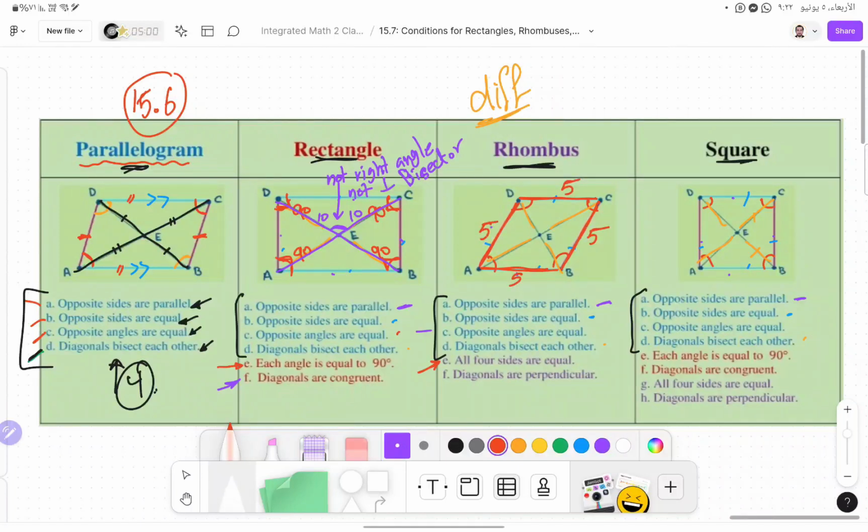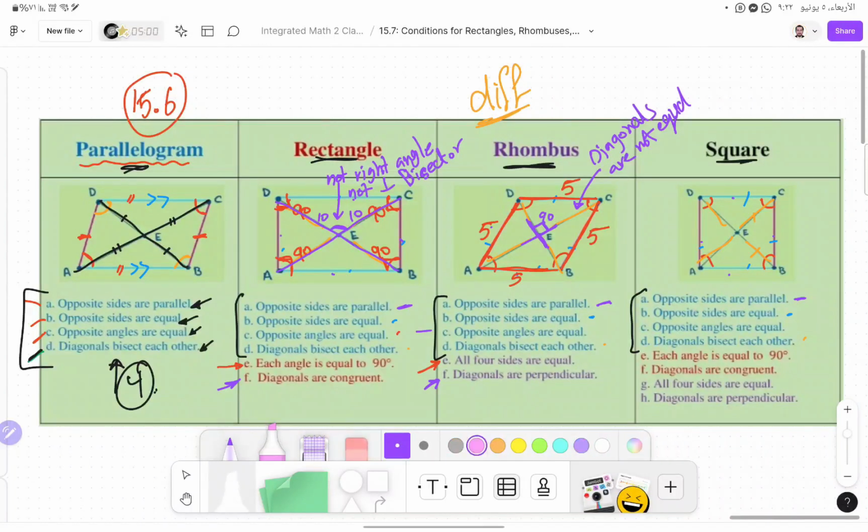This is what I told you: rhombus and square, they have all the sides equal. Now the diagonals, let me change the color, diagonals are perpendicular. So the diagonals, as you can see, this one here from here to here, it's 90. So this one is perpendicular on this one. Also I can say that diagonals are not equal.